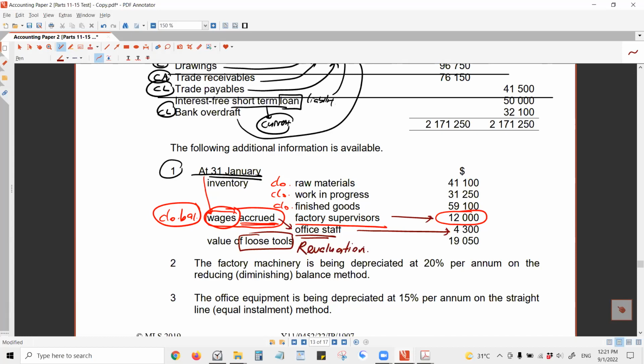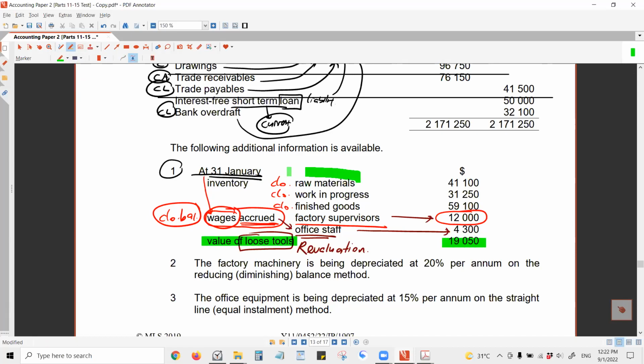Revaluation method. So for this method, they must give you the market value of the loose tools at both the beginning and at the year end. Then you see the drop in market value. The drop in market value is the depreciation. So you can see at the year end, the value is 19050.